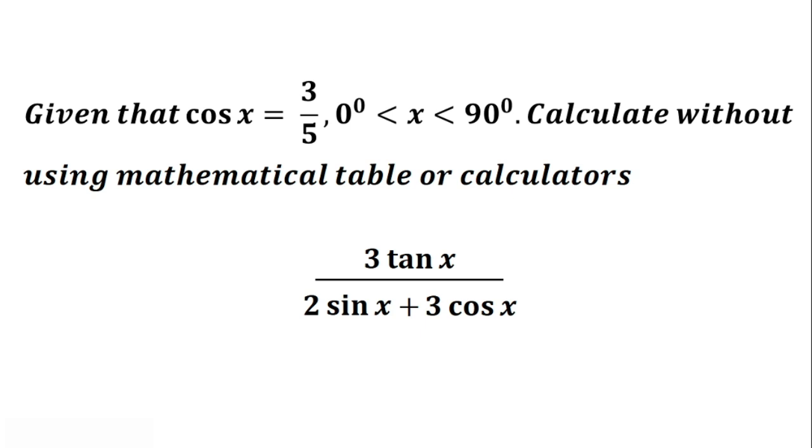Okay, so today let's solve this question. Given that cos x is equal to 3 over 5 with the angle 0 degrees less than x less than 90 degrees, calculate without using mathematical table or calculators 3 tan x over 2 sine x plus 3 cos x.